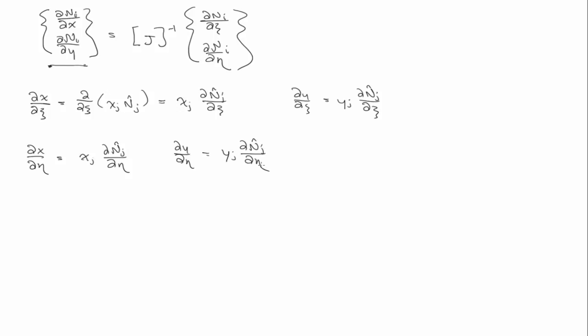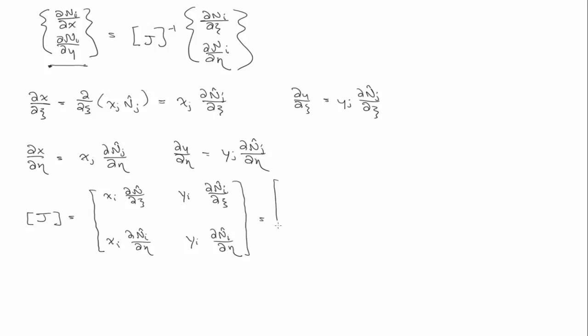All right. So we can also write the Jacobian matrix in terms of those. And from this, we can also see that it is partial n hat 1 partial xi, partial n hat 2 partial xi, partial n hat 3 partial xi, partial n hat n partial xi.